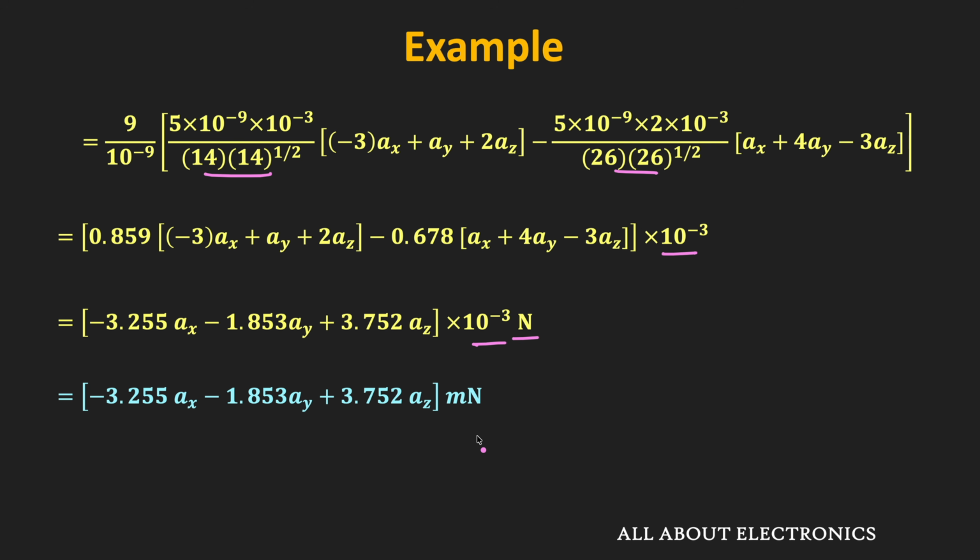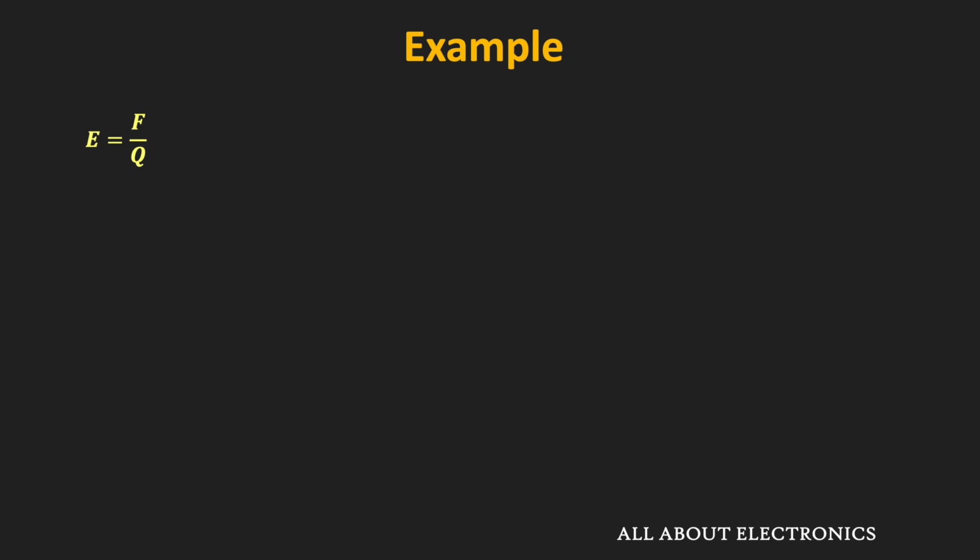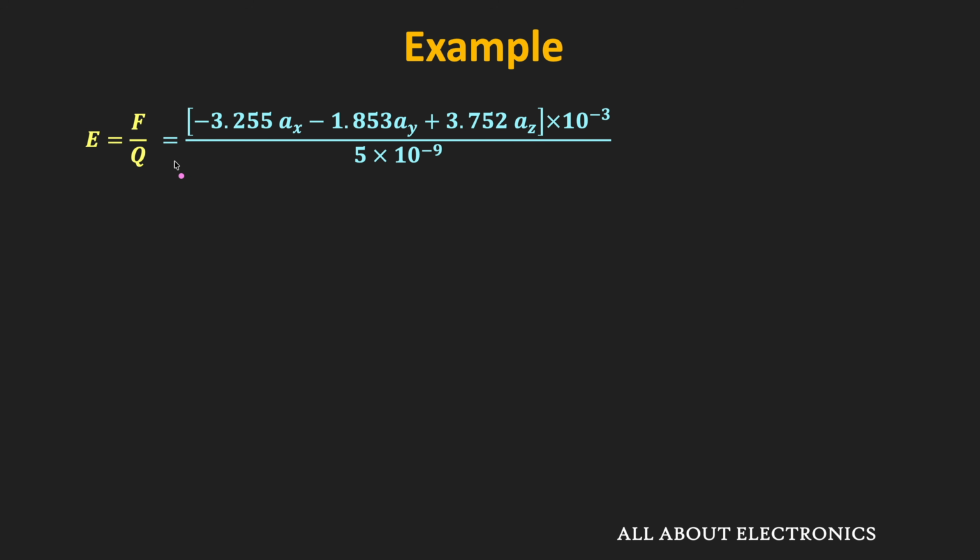So here in the question, we will also ask to find the electric field intensity at the same location. So here, if we divide this force by the 5 nanocoulomb, then we will get the electric field intensity at the location of the 5 nanocoulomb. So we know that this force F can be given by the following expression. So now, to find this electric field intensity at the same location, let us divide this force by the 5 nanocoulomb charge. And if you further simplify it, then this electric field intensity is equal to minus 651 times AX minus 370.6 times AY plus 750.4 times AZ.